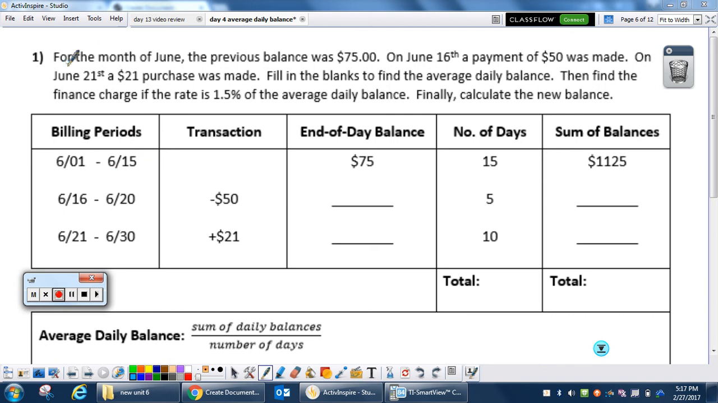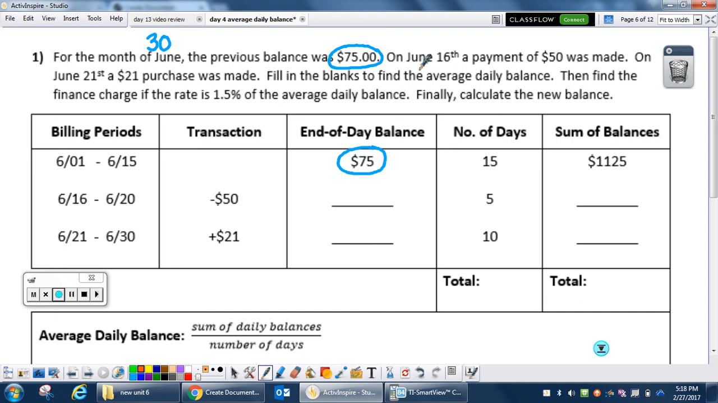All right. So for the month of June, you can see our billing period is for the month of June. There are 30 days in June, so I would maybe make a note each time. The previous balance was $75, so watch where that goes. That goes at the end of day balance because you haven't done anything yet, so it starts at $75.